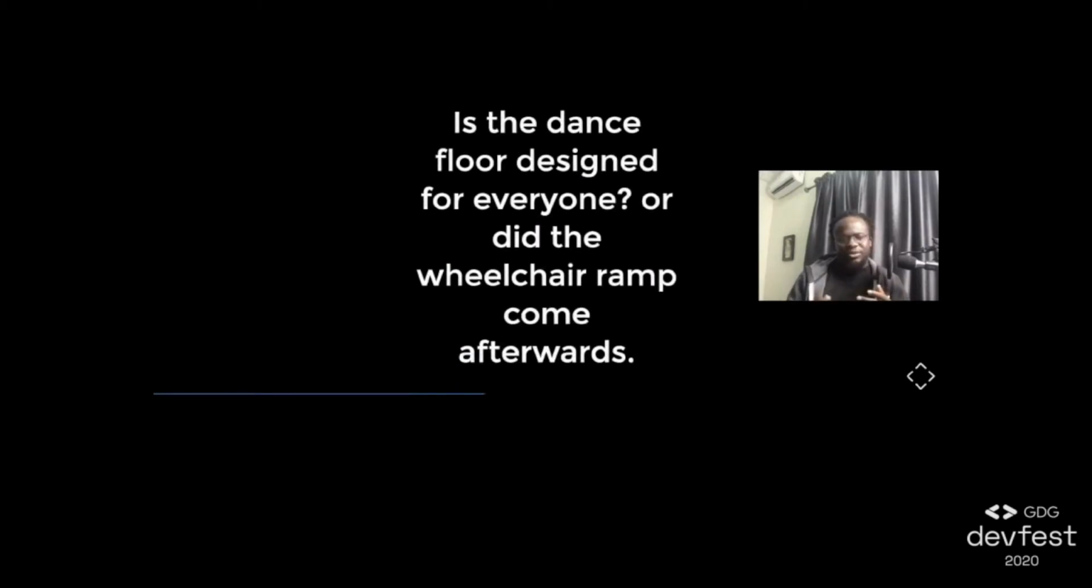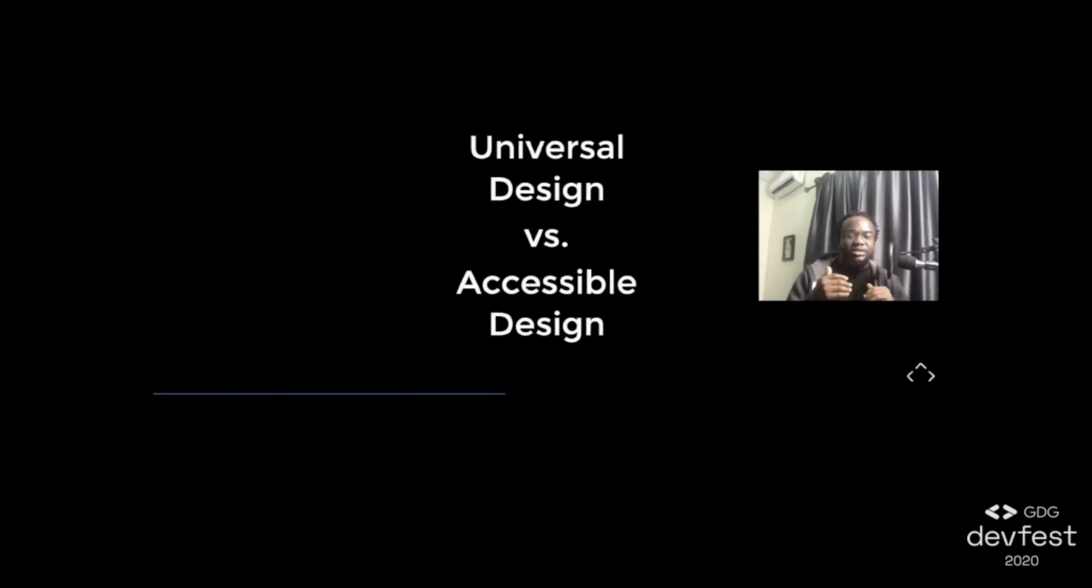I want to take this further to say, is the dance floor designed for everyone, or did the wheelchair ramp come afterwards? Because if we look at our current ecosystem, most people build, especially when they think of accessibility, they say, okay, we're going to add it as a feature, as an add-on. We're going to put that later so that people can have that information later.